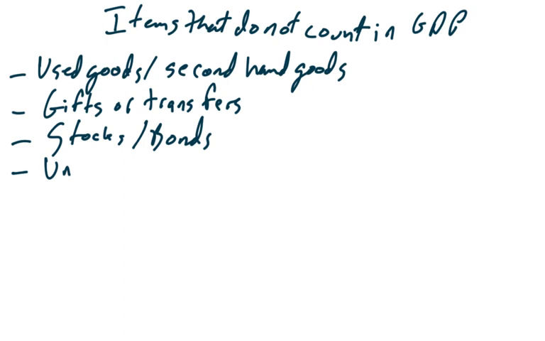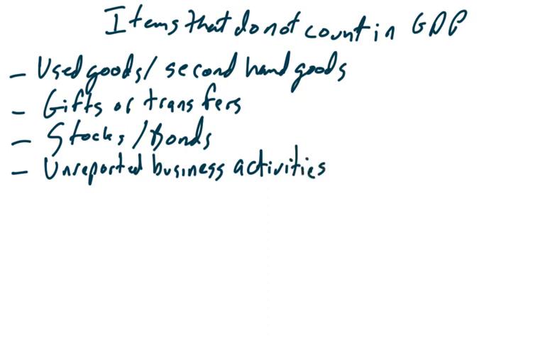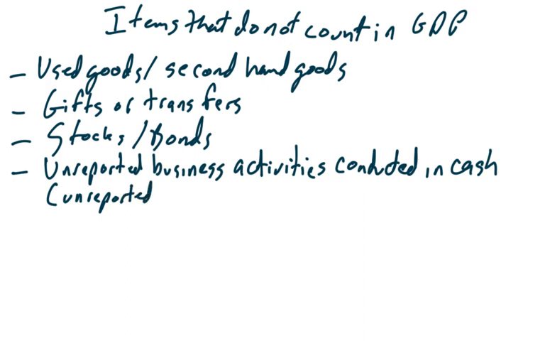We are not going to count any unreported business activities conducted in cash. All right, if you work as a server somewhere and you get a $200 tip and you only report $20, guess what? That other $180 is not going to count toward our GDP, right? So it's not just unreported tips, guys. It could be maybe you're working for your uncle and he pays you in cash under the table. That's also not going to count toward our GDP, right?